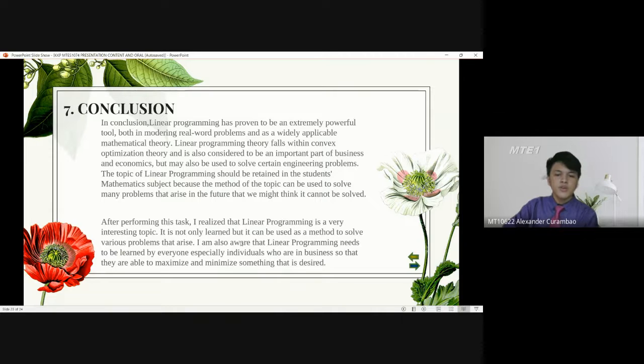I am also aware that linear programming needs to be learned by everyone, especially individuals who are in business, so that they are able to maximize and minimize something that is desired.